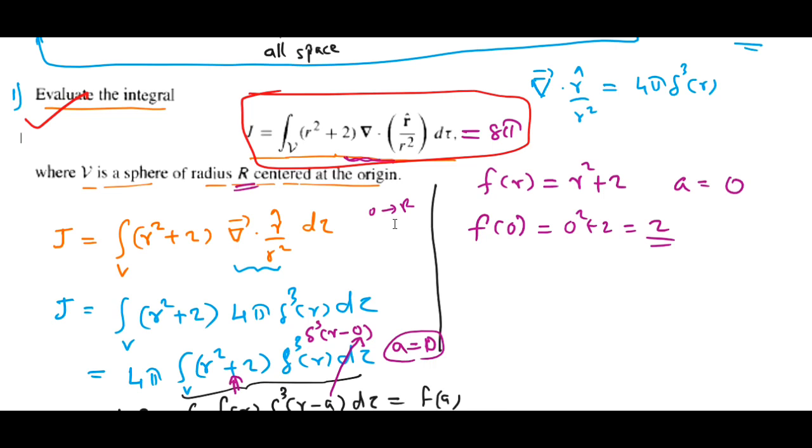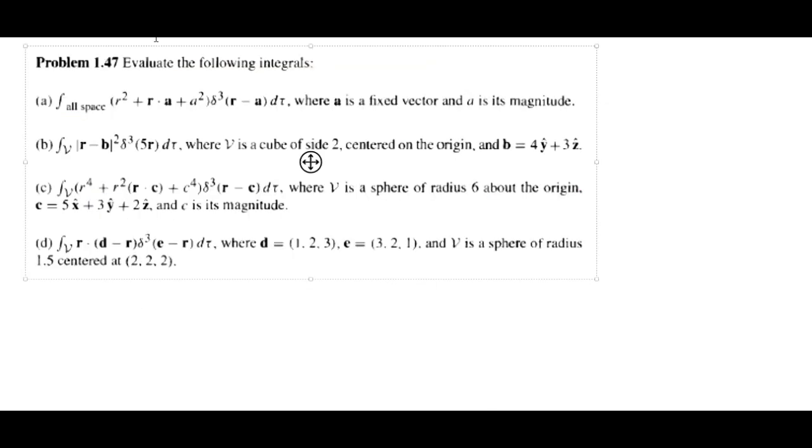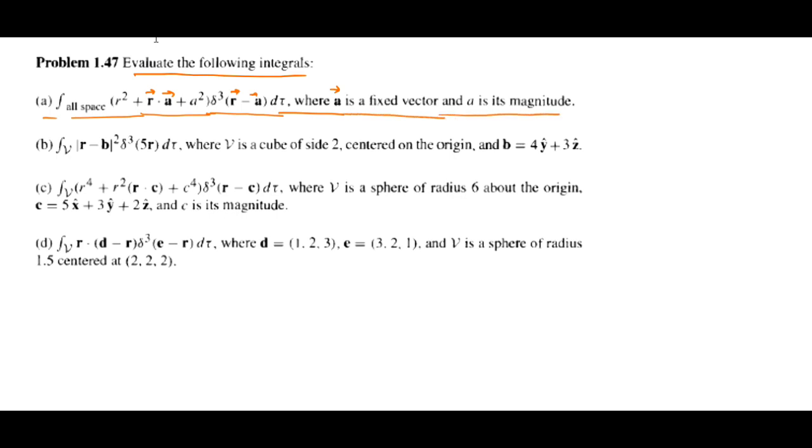Okay, now let us move to other problems. These are the unsolved problems in the Griffiths textbook. That is, evaluate the following integrals. First question A: all space, r squared plus r dot a plus a squared. The r and a are both bold, therefore they are vector quantities. And delta cubed (r minus a) is also a vector quantity, where vector a is a fixed vector and a is its magnitude.